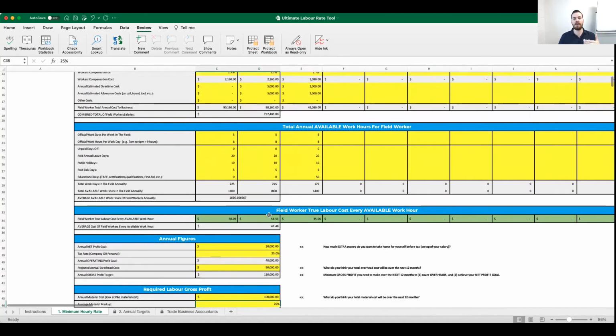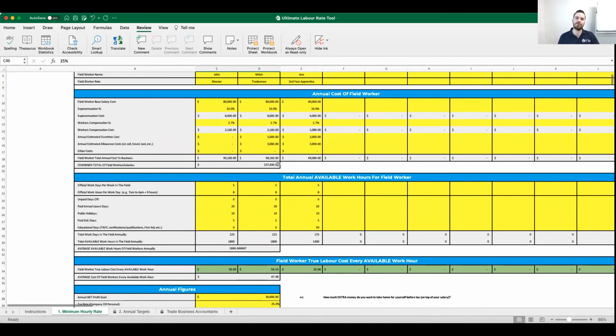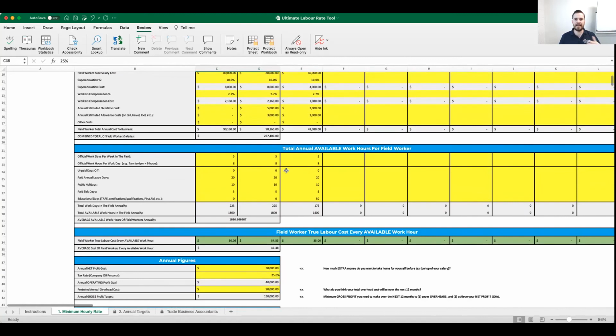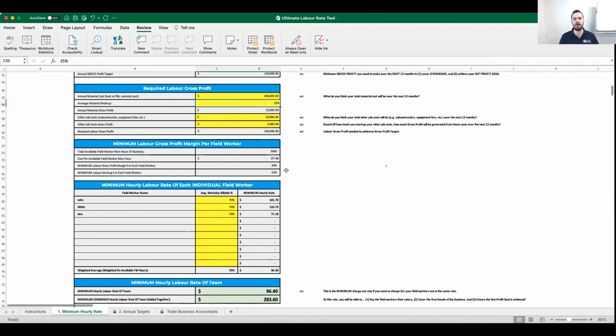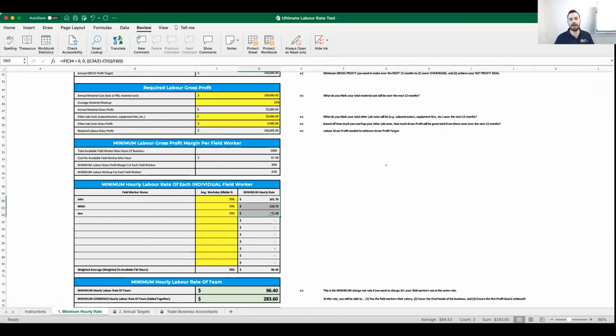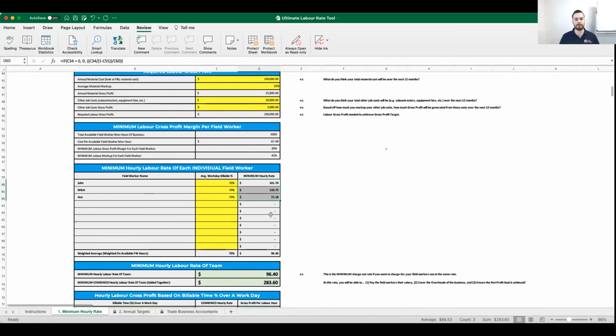You can see here how tedious this would be if you had to keep doing the maths yourself. Now you've got the tool to be able to just make these changes on the fly and get accurate indications of where you need to be sitting from a minimum labor rate perspective in order to be on track to achieve your net profit goal, cover your overhead costs, and cover the salaries of your field workers.